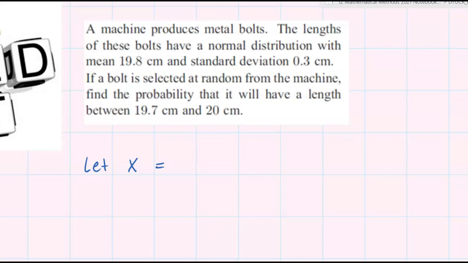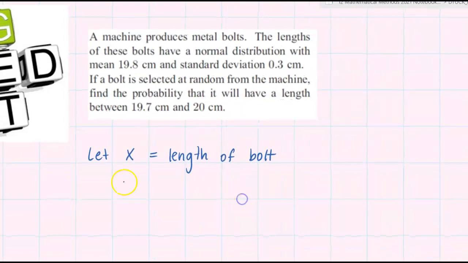What is x? What is the random variable we're looking at? Anybody? You're going to have to step up. What is x? Okay, nice. It's the length of the bolt. No, that's excellent. So x is distributed normally.